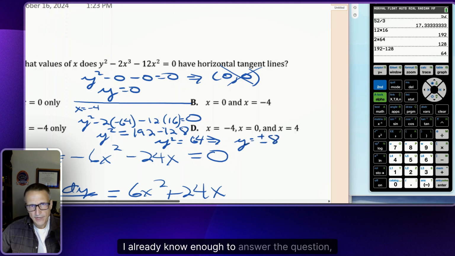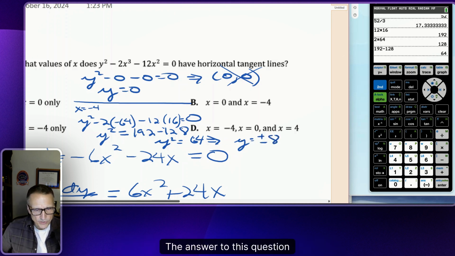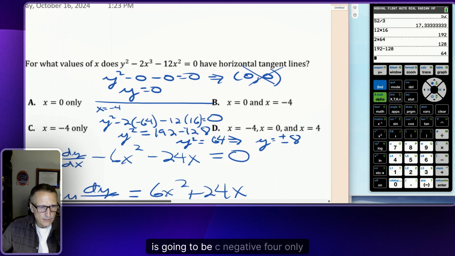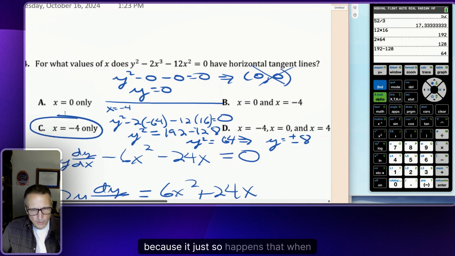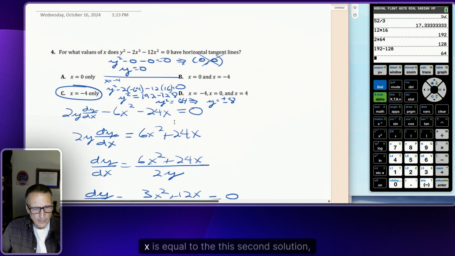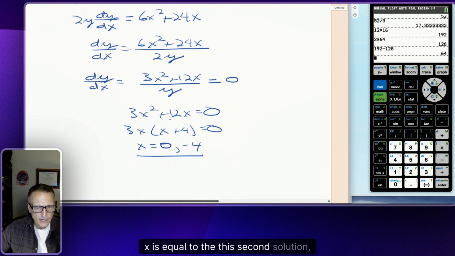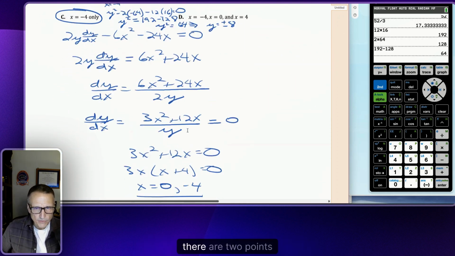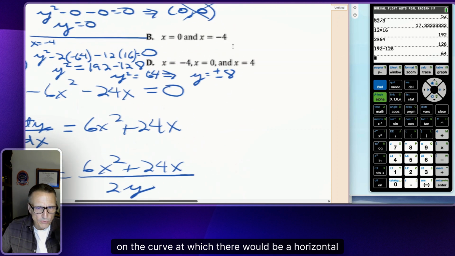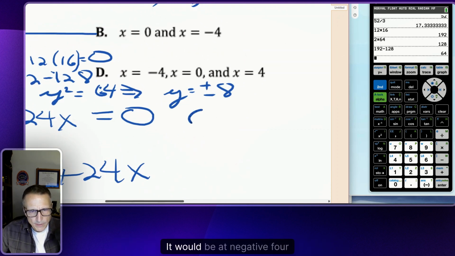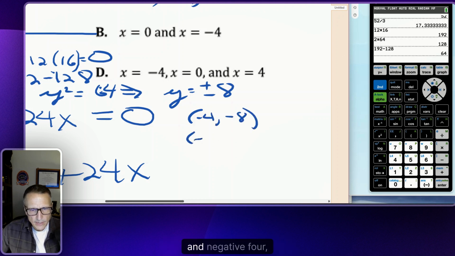Now, I already know enough to answer the question. The answer to this question is going to be C, -4 only, because it just so happens that when x is equal to this second solution, -4, there are 2 points on the curve at which there would be a horizontal tangent line. It would be at (-4, -8) and (-4, 8).